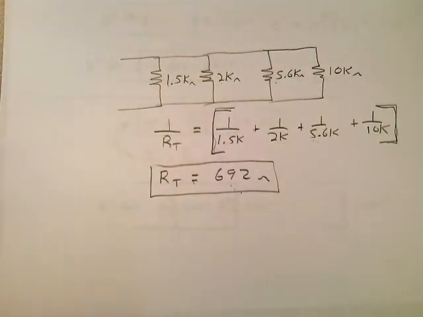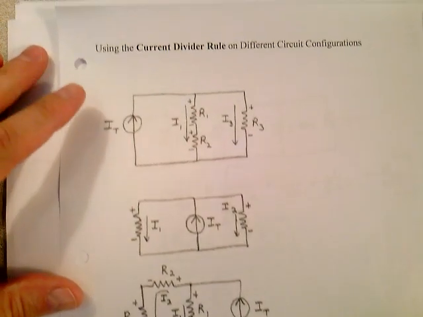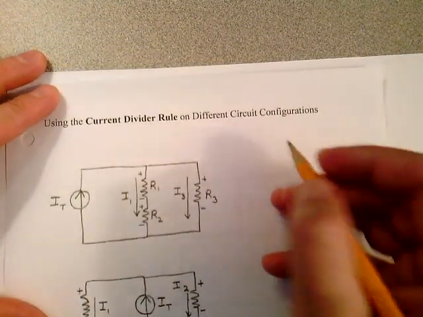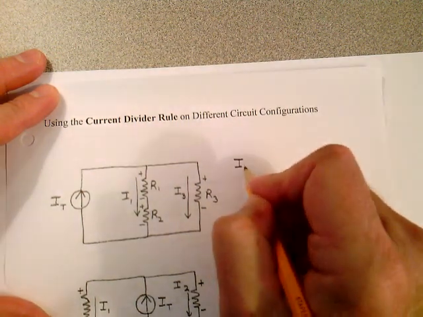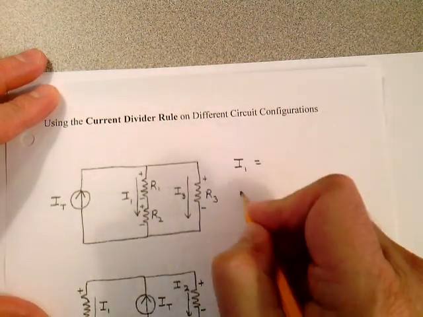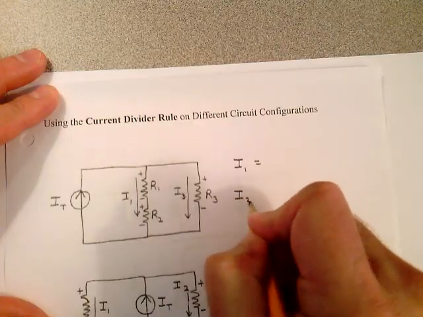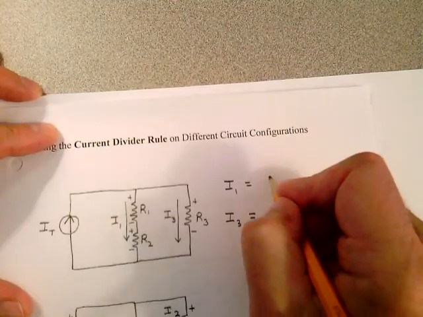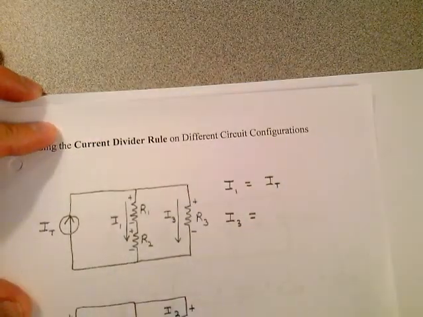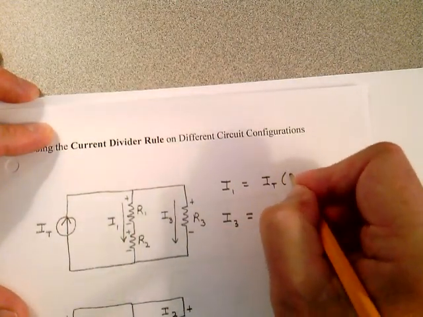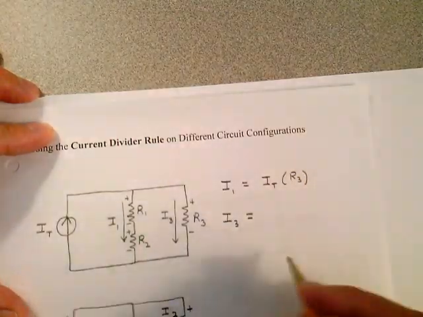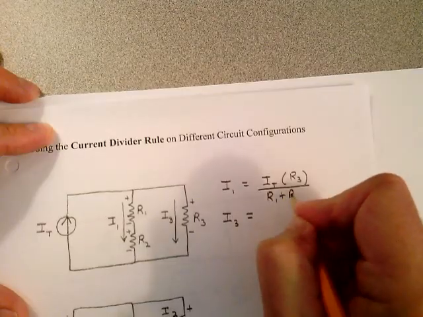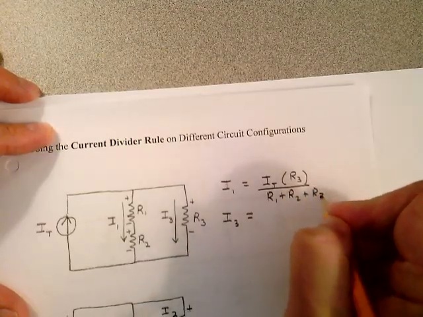Page 32, using the current divider rule on different circuit configurations. I want you to tell me what I1 is using the current divider rule here, and what I3 is using the current divider rule there. I1 is equal to the total current, IT, times the opposite resistor, R3, divided by the sum of all the resistances, R1 plus R2 plus R3.